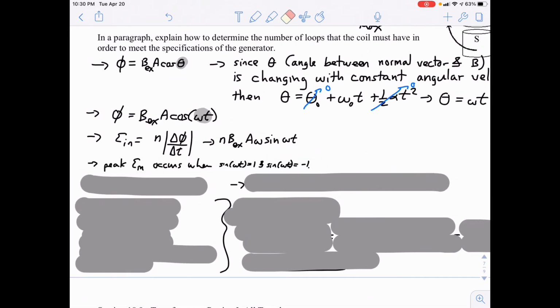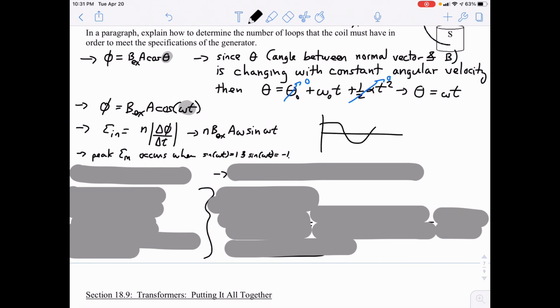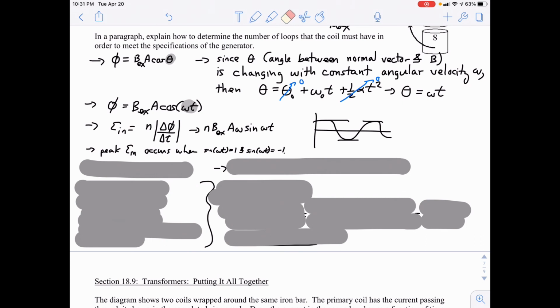Now recall that the peak EMF, the induced EMF, occurs when the sine of omega t is 1 and -1, because we're talking about a sinusoidal function like this. The peak, the maximum amount of voltage you have, is going to be situated at the highest and lowest point of the sine function. So the maximum induced EMF can then be rewritten, because sine of omega t is 1, so this whole value essentially goes to 1, and you can write it simply as N times B external times A omega.